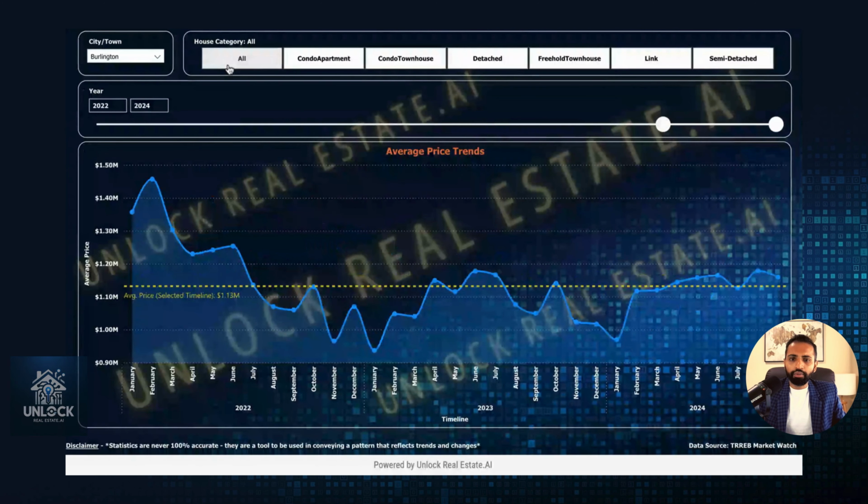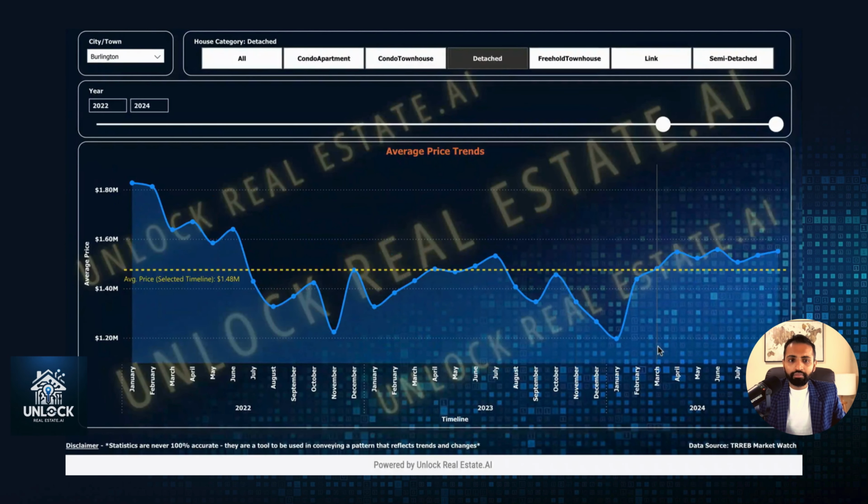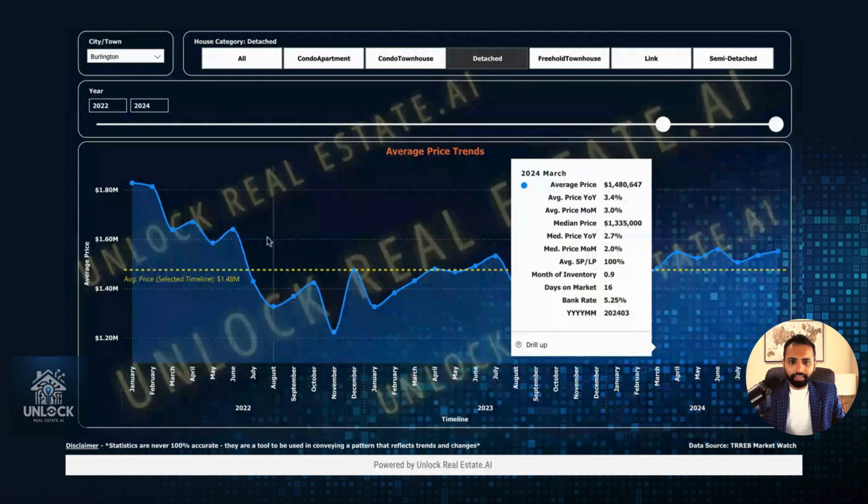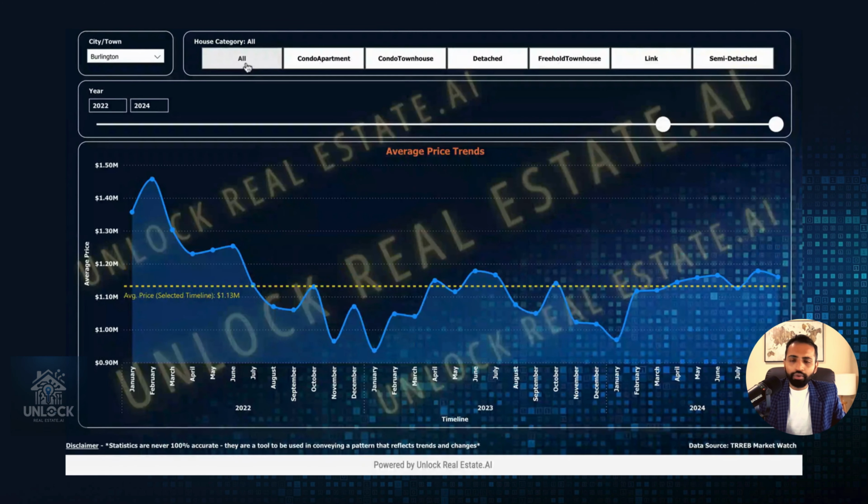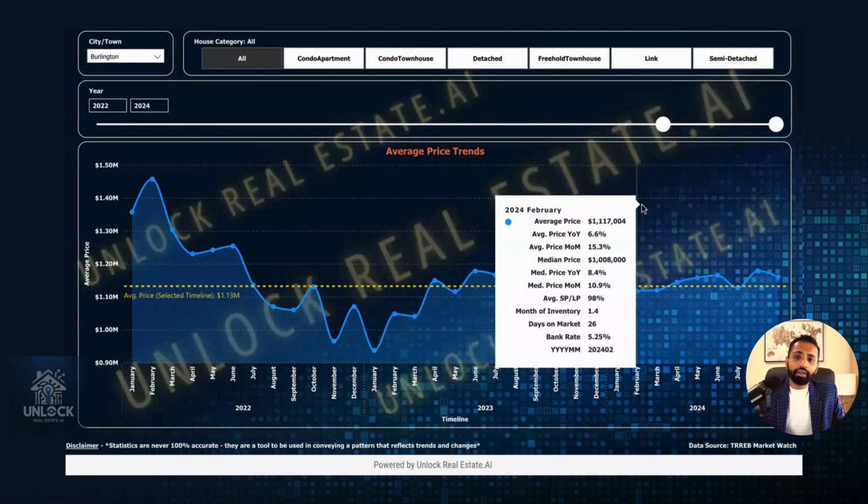Is it similar to this category? No, it is not. This is the detached market performance in Burlington. Is this similar to the all housing category? No, it is not. So that's why overall you will see the same trend pattern, but the numbers are different. The percentage increase or decrease is different. You cannot just make a decision.